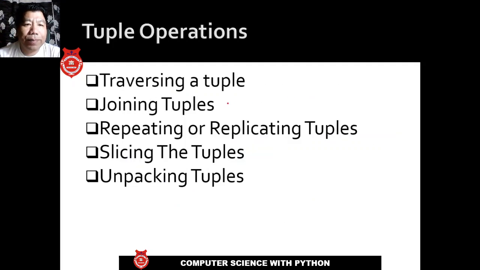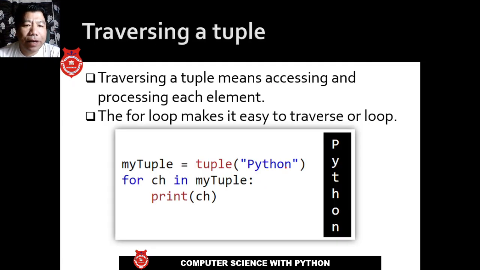Now let's talk about the different operations available in tuples. We have traversing operations, joining operations, repeating or replicating operations, slicing operations, and unpacking operations that we are going to study one by one. Now first, traversing a tuple. Traversing means accessing and processing its elements one by one, or visiting its elements one by one.